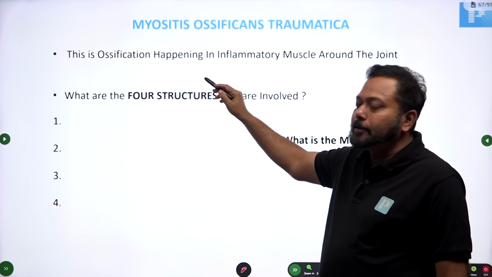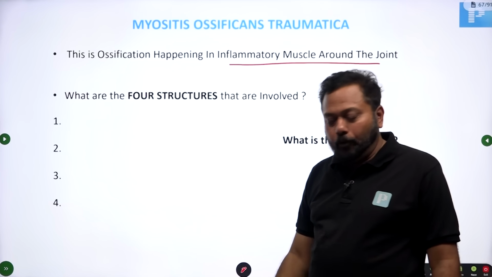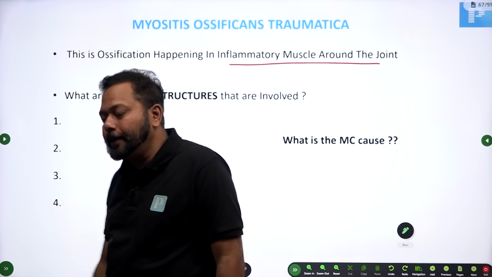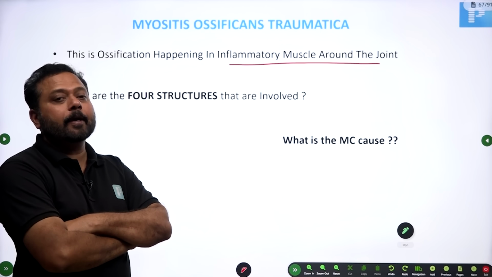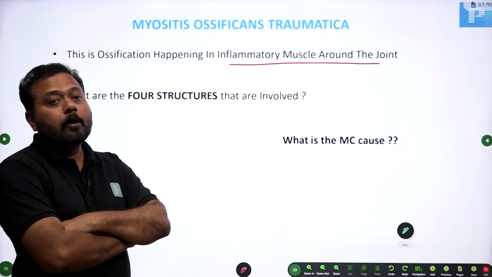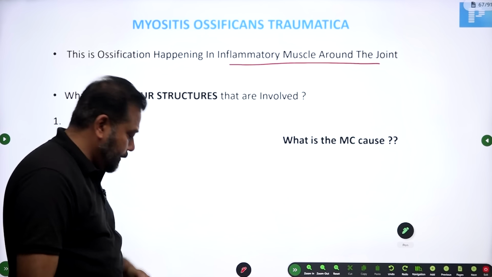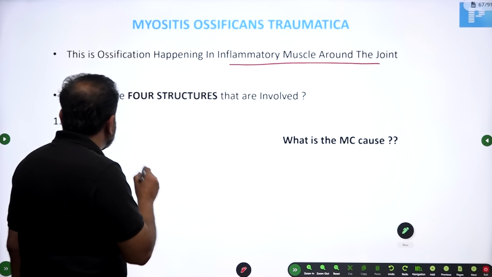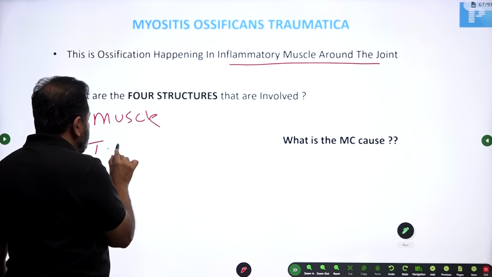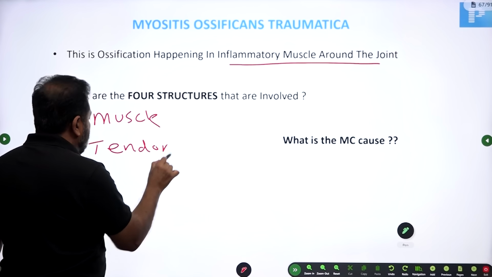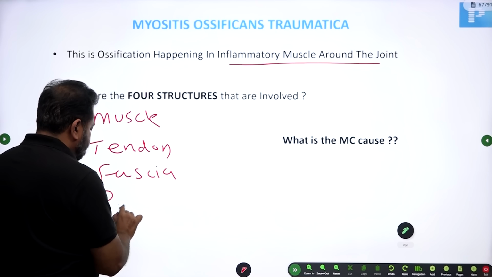This is ossification happening in inflamed muscle around the joint. Myositis ossificans is ossification happening in unwanted sites. Normally, ossification should happen either enchondrally or membranously. When ossification happens in unwanted structures, what are the 4 structures involved? Tendon, muscle, fascia, periosteum.